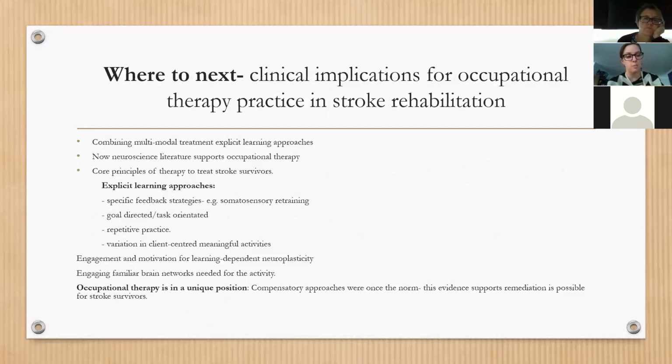These are explicit learning approaches consisting of specific feedback strategies such as somatosensory retraining, goal-directed, task-orientated and repetitive practice. The variation in client-centred meaningful activities provides the engagement and motivation for learning-dependent neuroplasticity and increases the possibility of engaging familiar brain networks needed for the activity. Occupational therapy is in a unique position to make a big impact for stroke survivors, and where once compensatory approaches were the norm, this evidence supports that remediation is possible for stroke survivors.